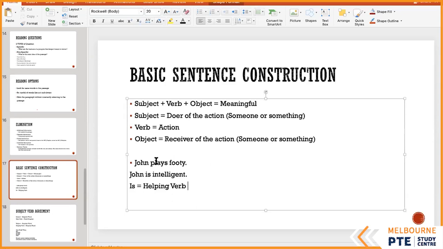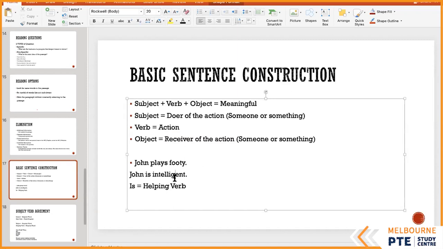Intelligent. Now, generally, if it's intelligent, that means the receiver of an action, right? Is intelligence receiving anything? No. So is this an object? No, it's an adjective. We'll come back to that. Don't worry about that. But for the sake of this argument, we know that this is an adjective because it is describing John. So, do we have any object in this sentence? No.